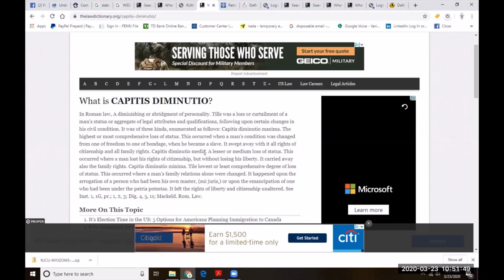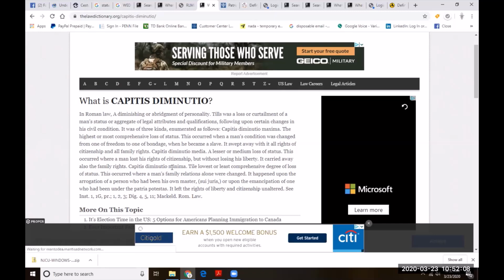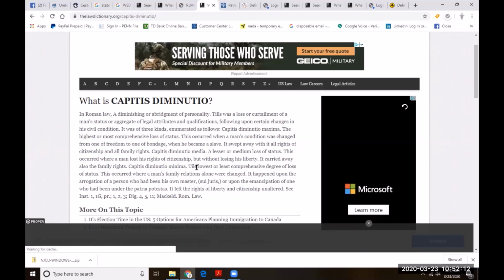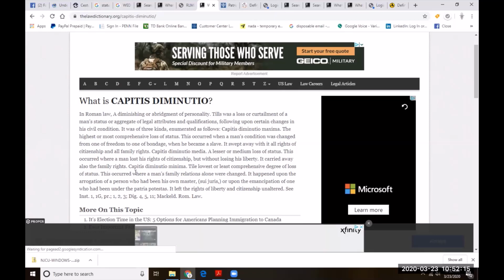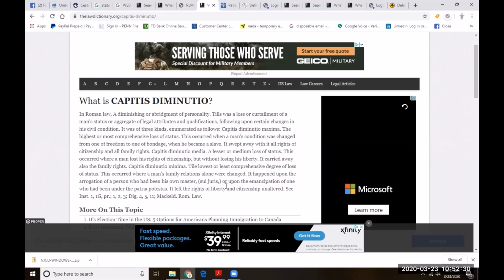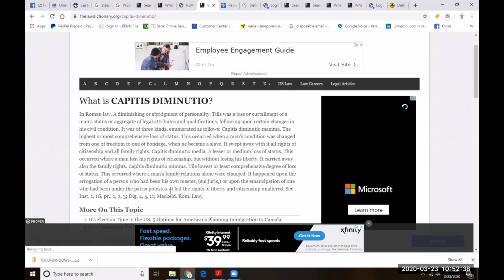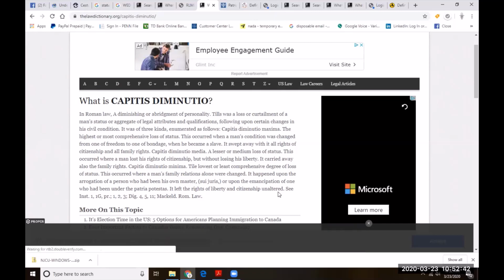Capitis diminutio media, that's upper and lower, a lesser or medium loss of status. This occurred where a man lost his rights of citizenship, but without losing his liberty. It carried away also the family rights. Capitis diminutio minima, all lower caps, the lowest or least comprehensive degree of loss of status. This occurred when a man's family relations alone were changed. It happened upon the arrogation of a person who had been his own master, or upon the emancipation of one who had been under the patria potestas. It left the rights of liberty and citizenship unaltered.